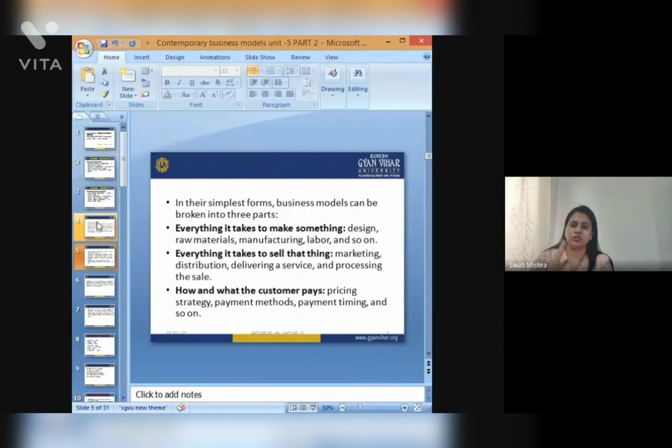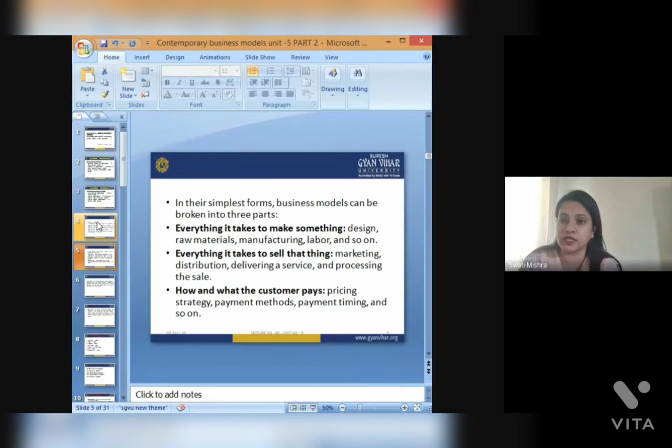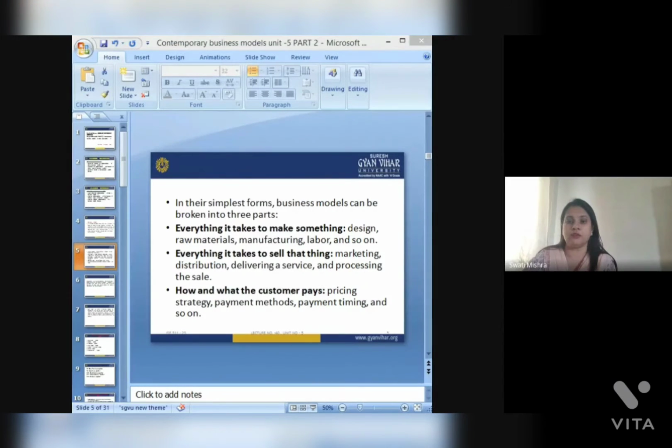Then, of course, the third thing is how and what the customer pays, which means the pricing strategy, the payment methods, the payment timing, and so on. All these aspects, I've just broken them down into three parts, but everything is inclusive in a business model design. I hope you're understanding. So that is how I would describe a business model to you, right?